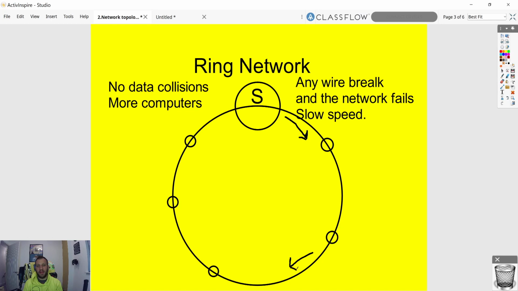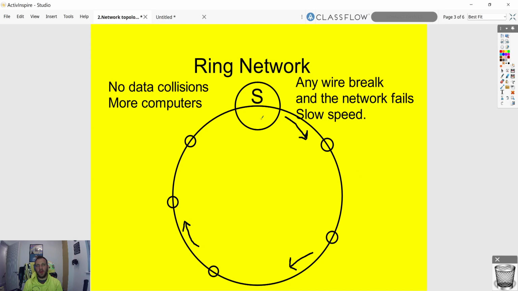Now, the benefit of this is you have no problems with data collision. You've got no data traveling in the opposite direction. So all data is going to go this way, which is great. No data collisions. So we're not going to have the problems with data corruption that we talked about on the bus network. But what if this computer wants some data?